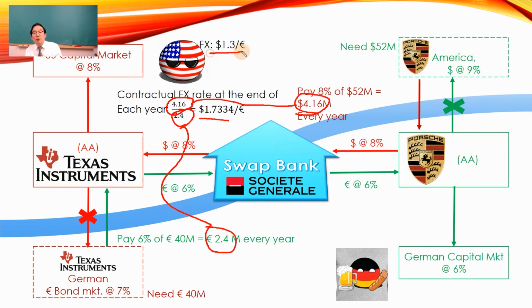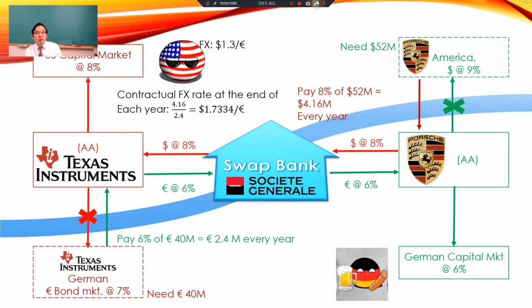Remember the FX rate, spot rate is 1.3. It's different, right? A lot higher, but we don't care about it too much. And as we go to the end of the contract, it's going to get closer.